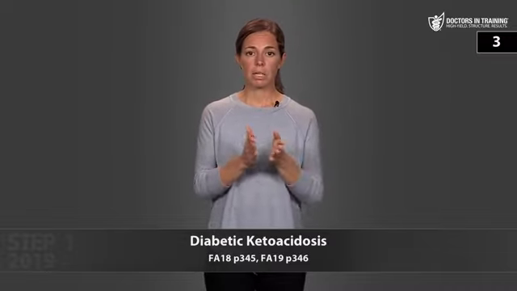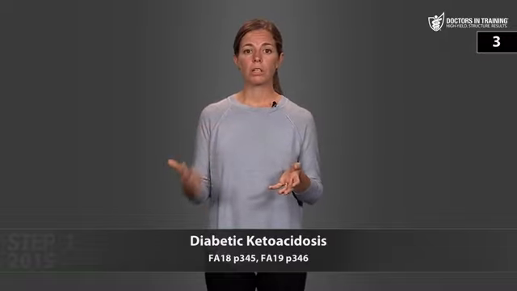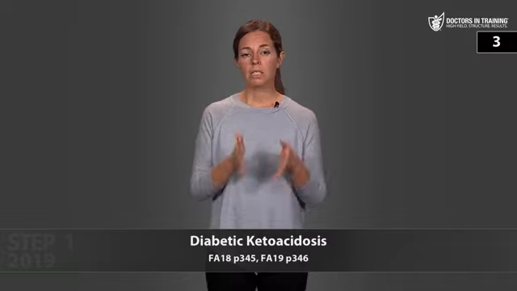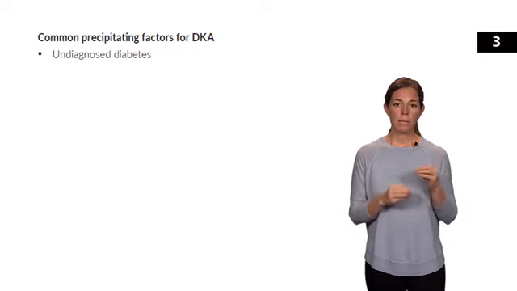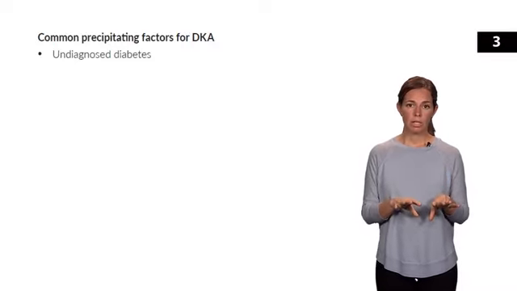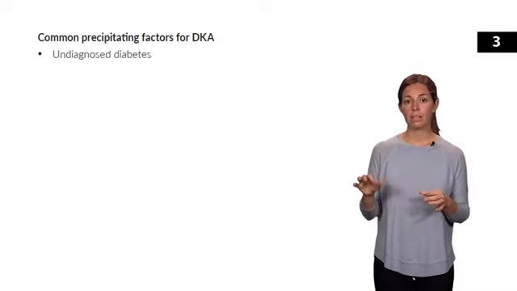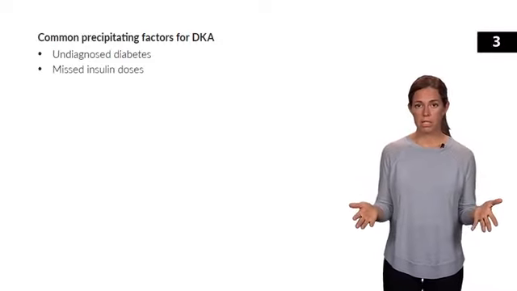And second, there can be conditions that put stress on the body, which increases production of catecholamines, glucagon, or glucocorticoids, all of which oppose the action of insulin, stimulating gluconeogenesis and ketone production for fuel. So as I mentioned, undiagnosed diabetes. Patients can present with diabetic ketoacidosis before they even know they have diabetes, and this is particularly common in the young. Then changes in medication, primarily missing the insulin.